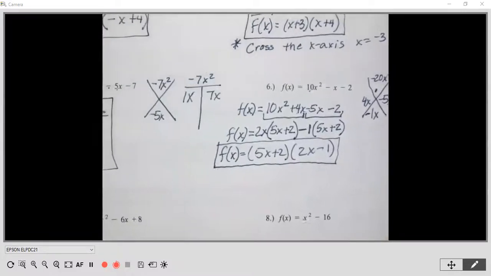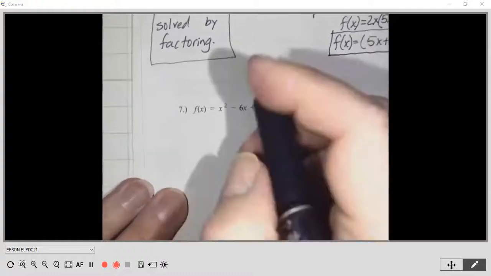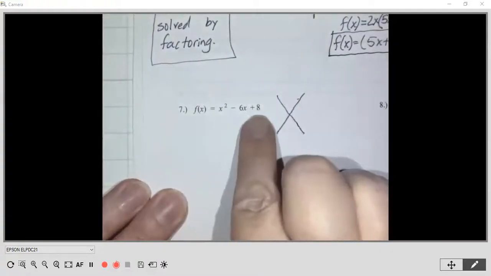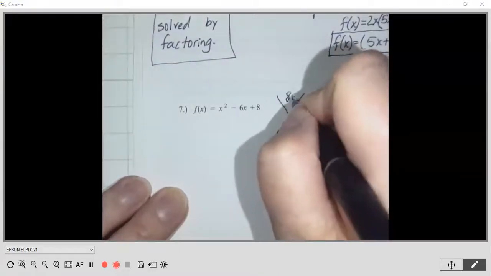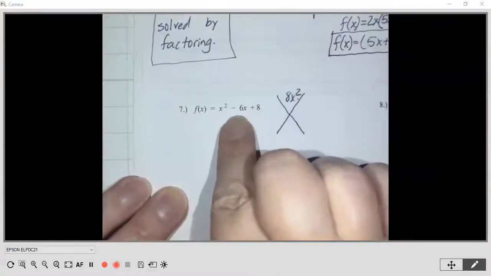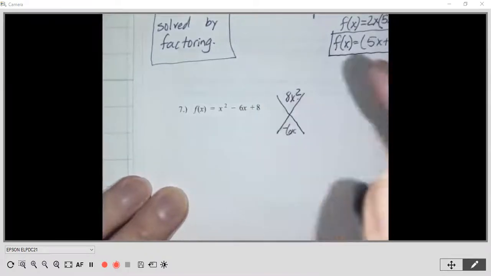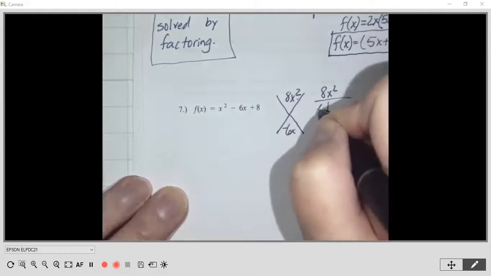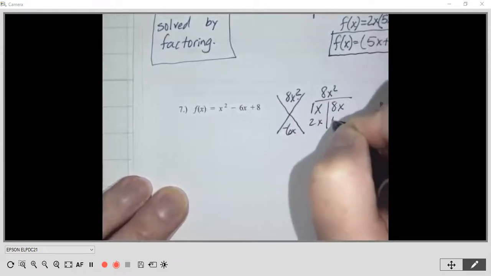Number 7. A times c gives us 8x squared, and our middle term is minus 6x. Let's list our factors of 8x squared: 1x and 8x, 2x and 4x.